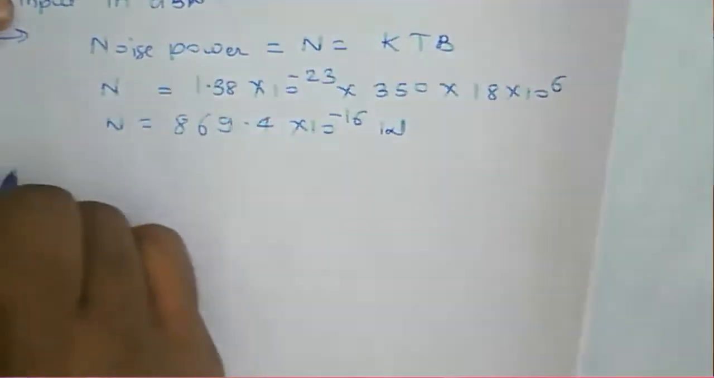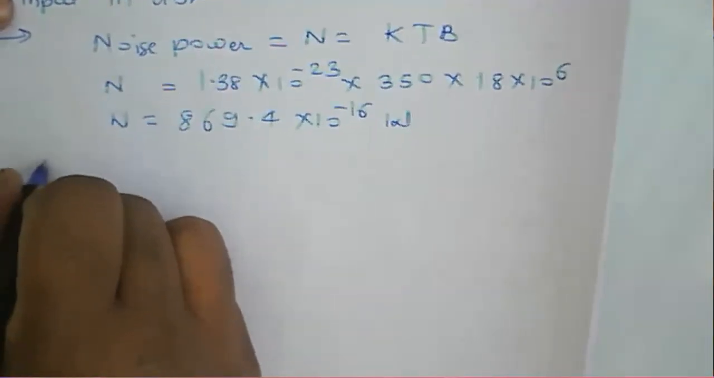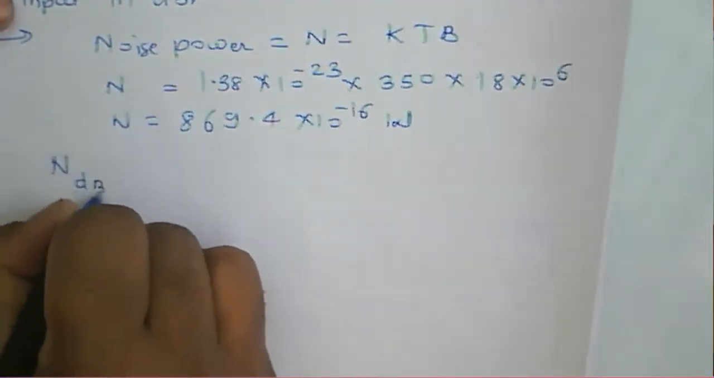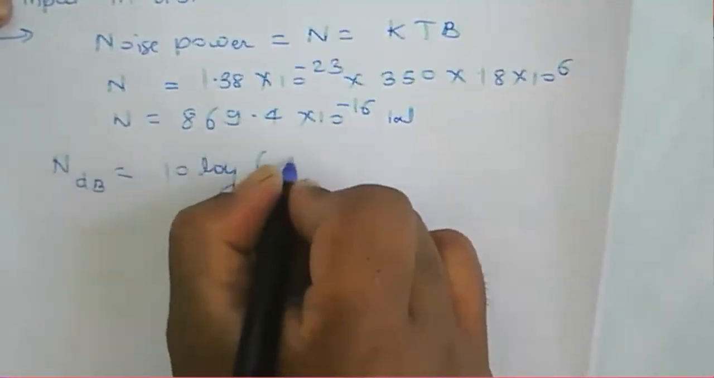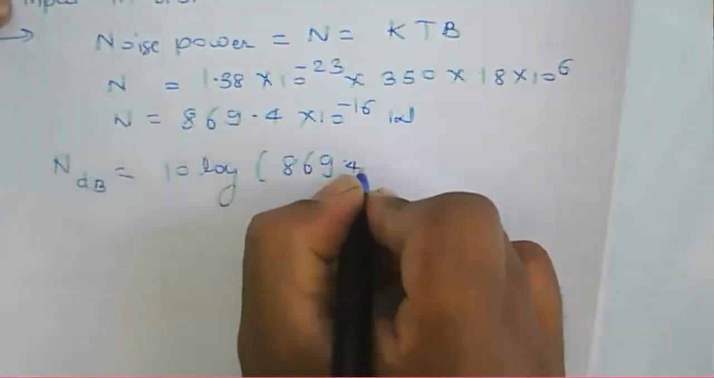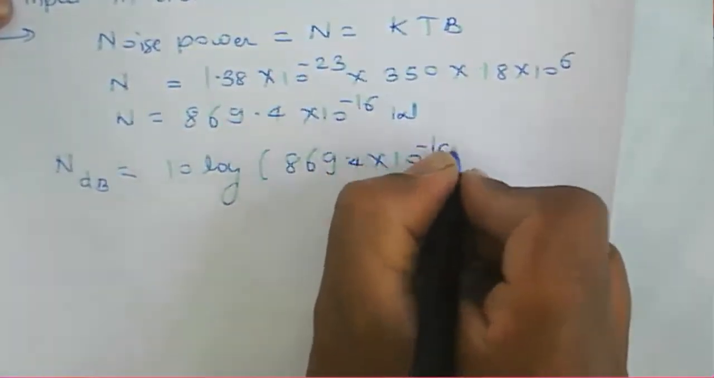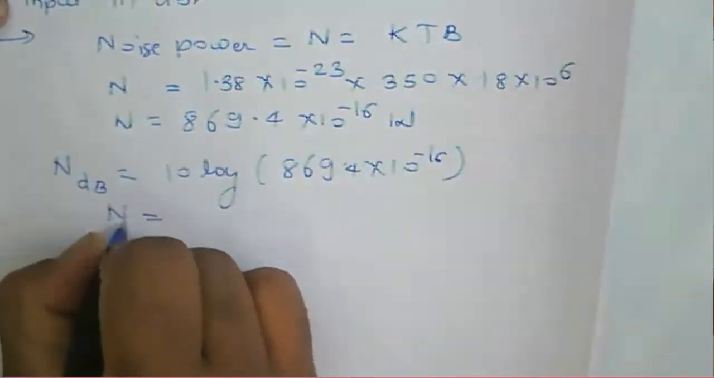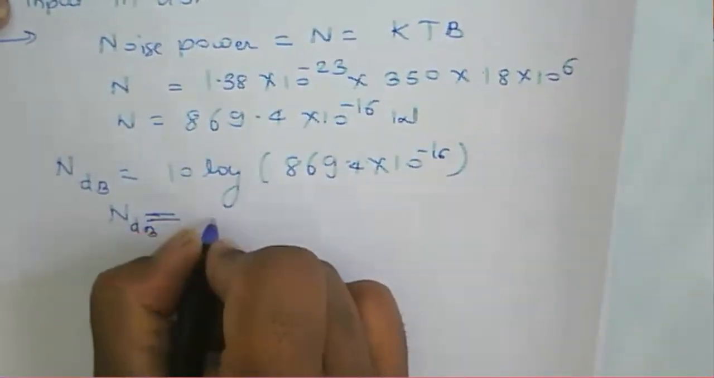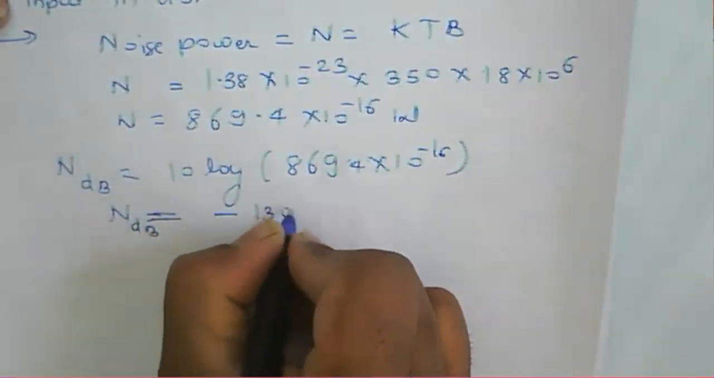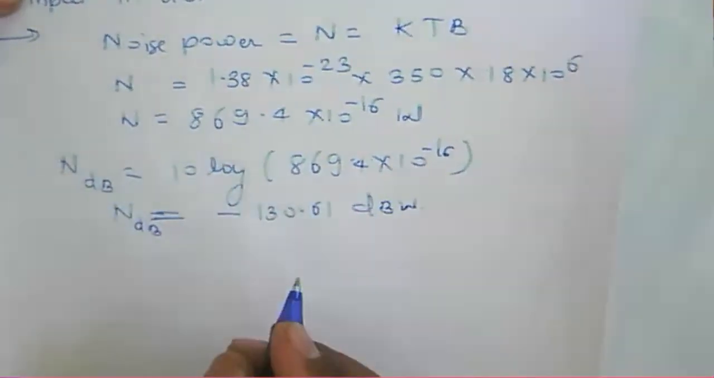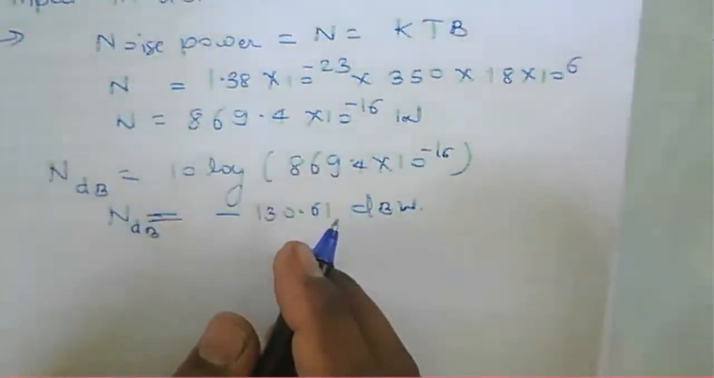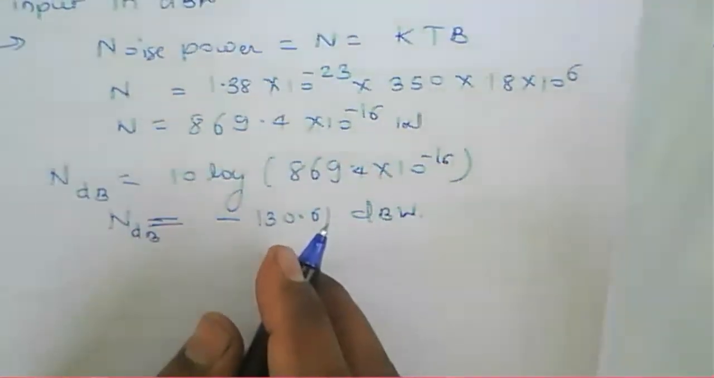Then we can write it in dB also. So you can write N in dB equal to 10 log of 869.4 into 10 to the power minus 16. That will be N in dB equal to minus 130.61 dBW. Okay, that is the noise in dBW here.